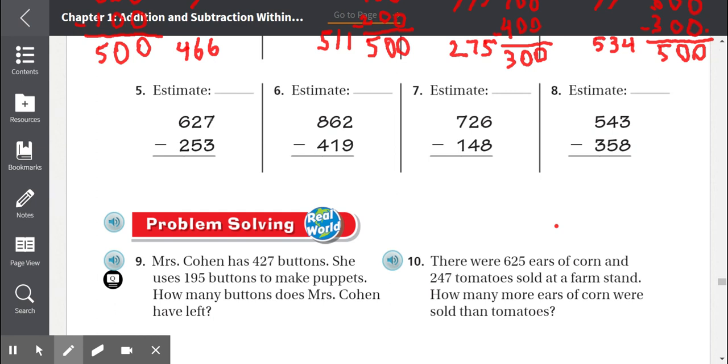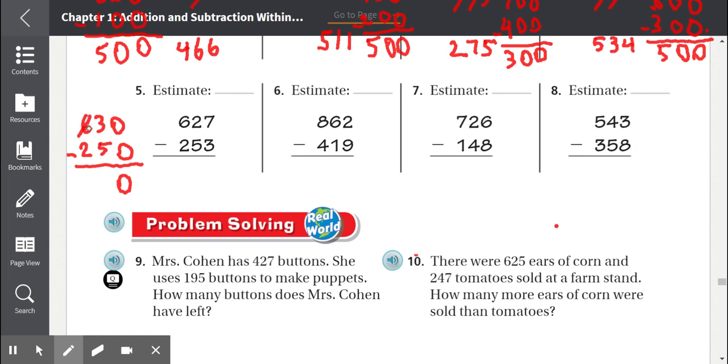627, the two tens it's in between are 620 and 630, but it is closer to 630. 253 is between 250 and 260, but it is closer to 250. So 0 minus 0 is 0. 3 minus 5, we can't do that. So we have to borrow from the hundreds place.